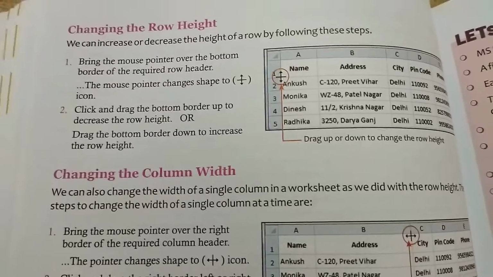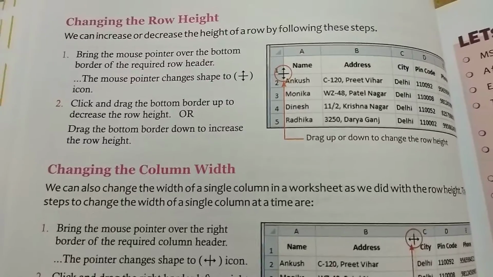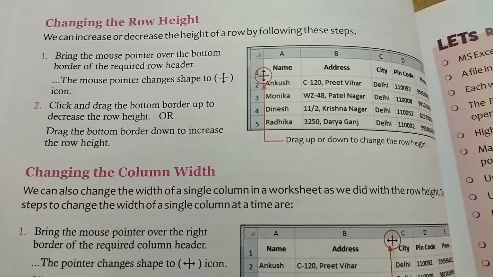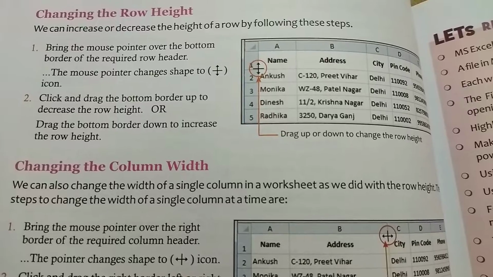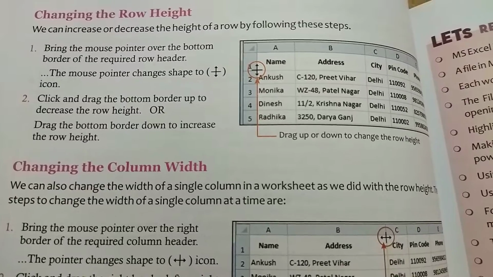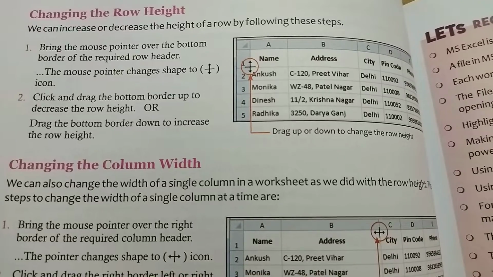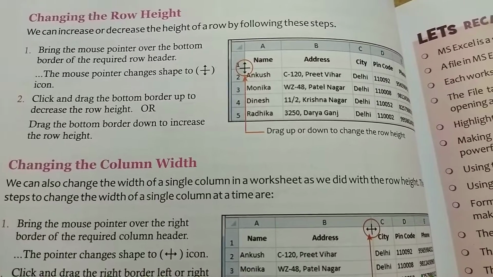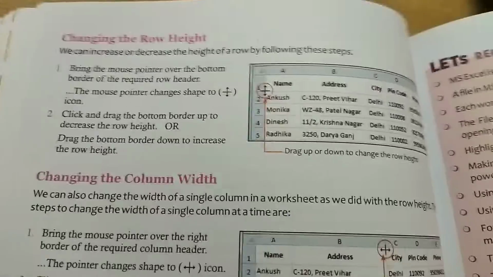Then changing the row height. How to change your row height in Excel, and changing the column width. So we can increase or decrease the height of a row by following these steps. Bring the mouse pointer over the bottom border of the required row header. Then the mouse pointer changes shape to a plus icon. Then click and drag the bottom border up to decrease the row height, or you can drag the bottom border down to increase the row height.